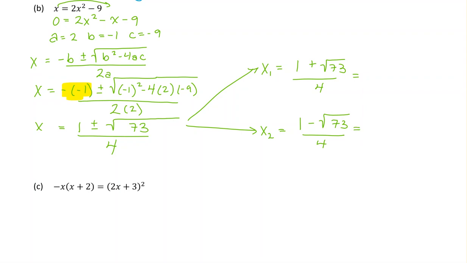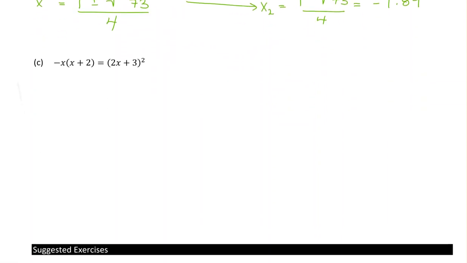Again, see if you can come up with those solutions by yourself. Pause the video and check in a few seconds. If you see here, our x1 value is 2.39, x2 is -1.89. Just check to see if you got those right.